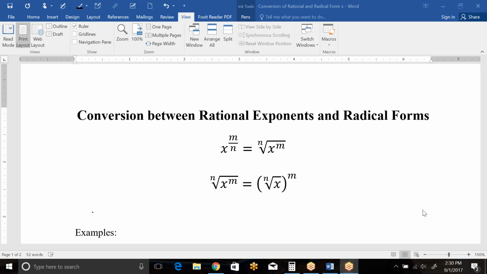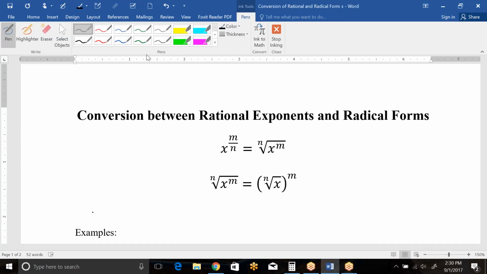All right, this is a video about conversion between rational exponent form and radical form. And we're going to start off with just a review of how this works. First of all, we know that by our equation here and by the definition of what a rational exponent actually is, the denominator of that fractional exponent is the root of the radical that it is related to. And the exponent on top, the numerator of that exponent, is going to stay with the base.